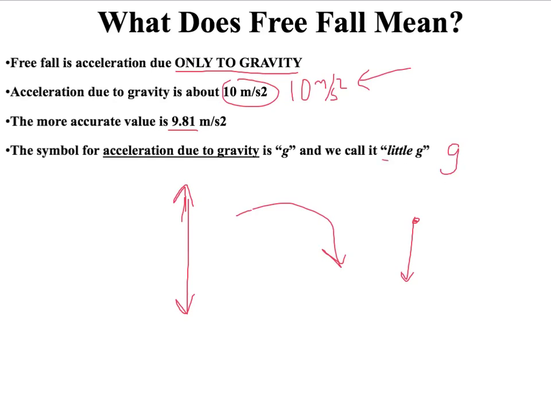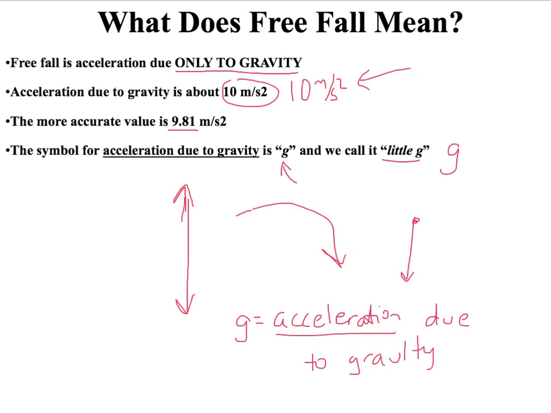So it's actually called little g, and it's a lowercase g, and lowercase g, little g, remember, it stands for acceleration due to gravity. A lot of young physicists will just say that little g stands for gravity, but what it stands for is the acceleration due to gravity.